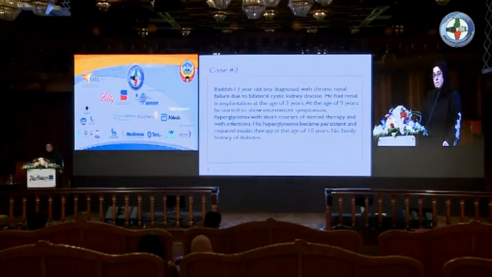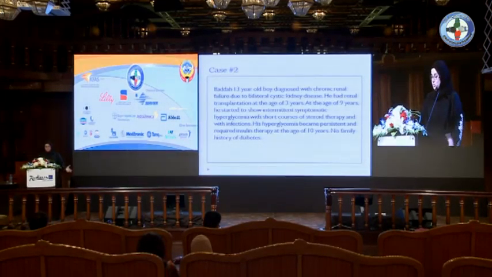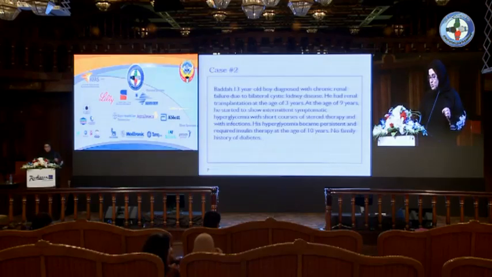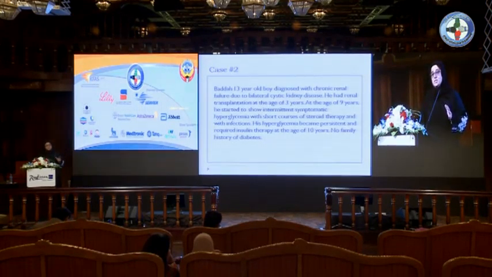Baddah, a 13-year-old boy, was diagnosed with chronic renal failure soon after birth due to cystic renal disease. He had renal transplantation at the age of 3 years. At the age of 9, he started to show some intermittent symptomatic hyperglycemia with the use of steroids and with infections. Then at the age of 10 years, his hyperglycemia was persistent, and he was labeled as diabetic, and he required insulin therapy.